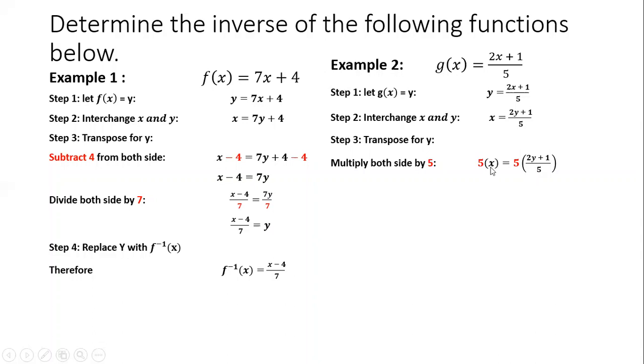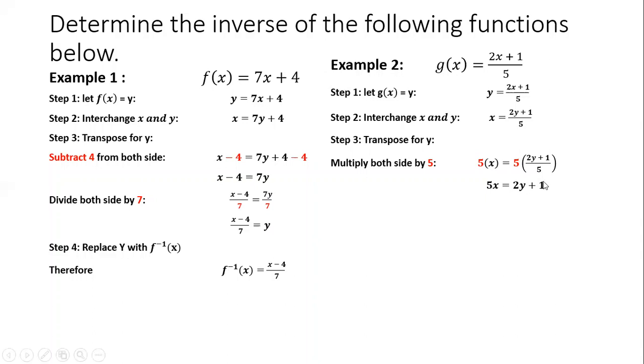At this stage, all you need to do is to simplify. So if you simplify, 5 times x will give us 5x, and 5 times 2y plus 1 all over 5 will just give us 2y plus 1, because 5 into 5 here will give us 1, and 5 into the denominator will just give us 1, and 1 times 2y plus 1 will just give us 2y plus 1.